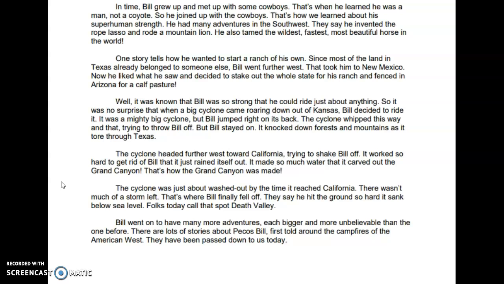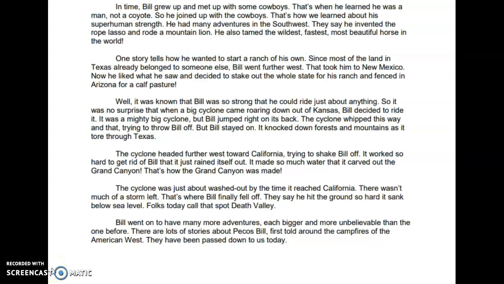The cyclone was just about washed out by the time it reached California. There wasn't much of a storm left. That's where Bill finally fell off. They say he hit the ground so hard it sank below sea level. Folks today call that spot Death Valley, which we've read about before. Bill went on to have many more adventures, each bigger and more unbelievable than the one before. There are lots of stories about Pecos Bill, first told around the campfires of the American West. They have been passed down to us today.